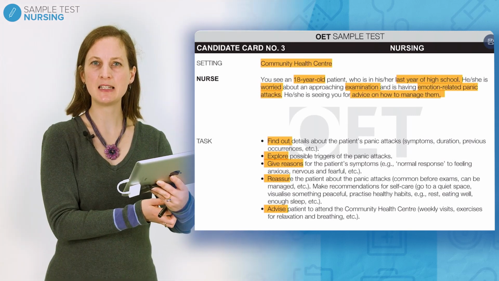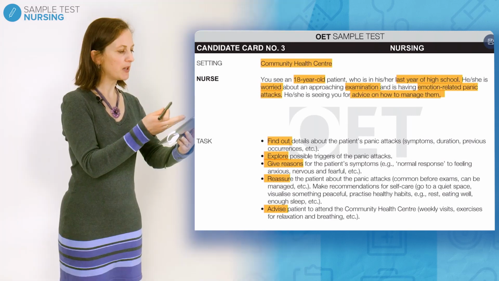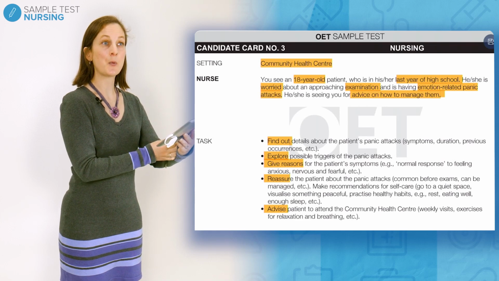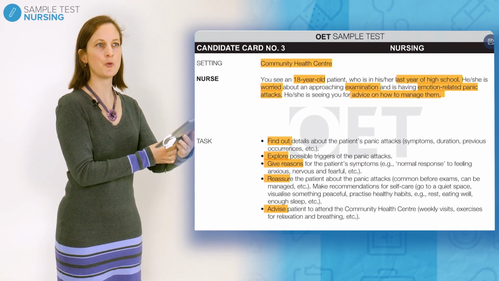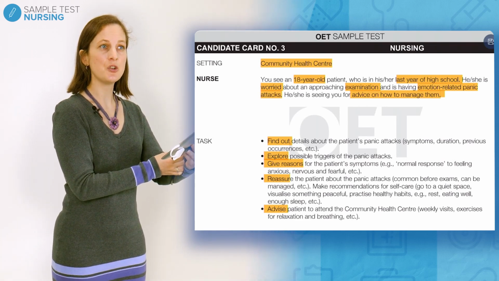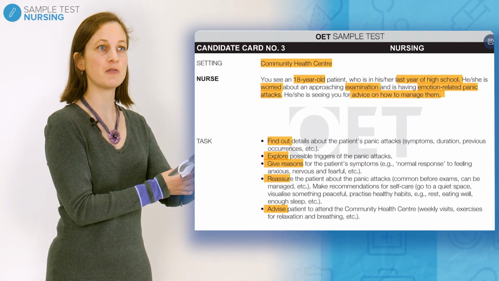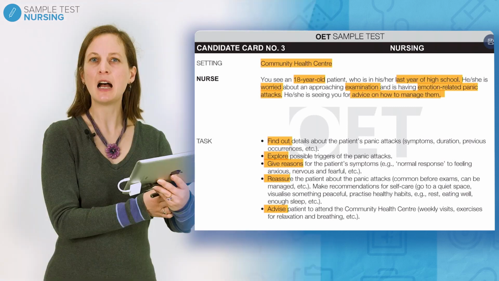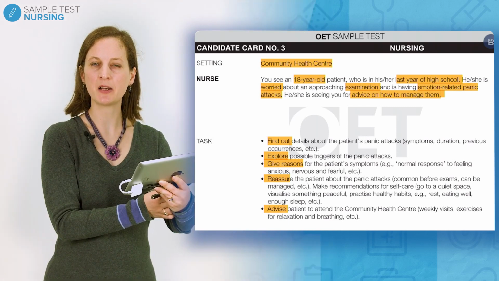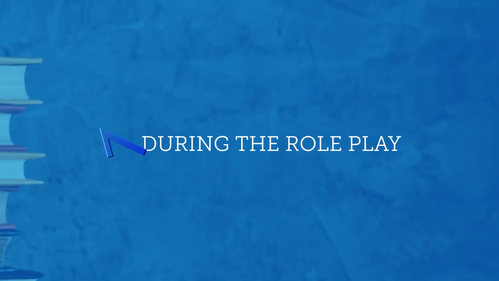Which tasks do I need to spend most time on? From looking at the tasks again, I know I want to allow plenty of time for tasks 4 and 5. Task 2 could also need a bit of time to encourage the patient to share their ideas and to respond appropriately to them. I should aim to move through tasks 1 and 3 fairly quickly.